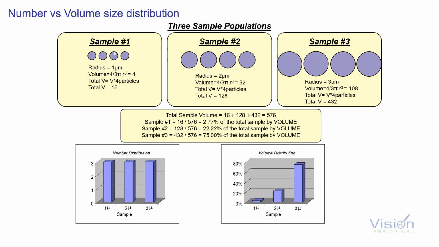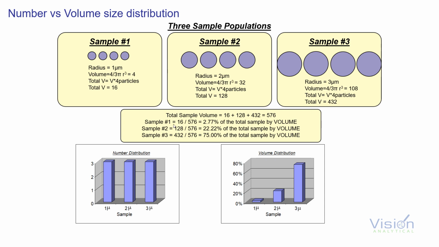If we calculate, and obviously sample 1 is 1 micron in diameter, sample 2 is going to be 2 microns in diameter, and sample 3 is going to represent 3 microns in diameter. When we calculate the volume of each particle and then actually calculate the volume of all 4 particles, you can see that when you calculate the volume of 4 small particles here in sample 1, it's going to represent a 16 versus sample 2, 128 versus sample 3, 432.